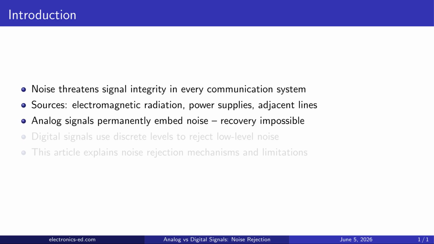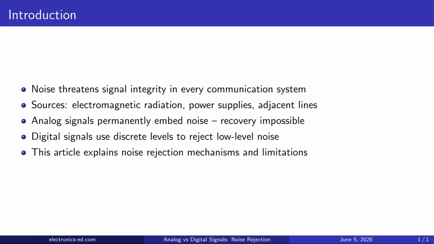With analog signals, noise gets permanently embedded into the waveform, which means you cannot recover the original clean signal. Digital signals, however, use discrete voltage levels that allow them to reject low-level noise quite effectively. In this article, we'll explore exactly how that noise rejection works, along with its limitations.